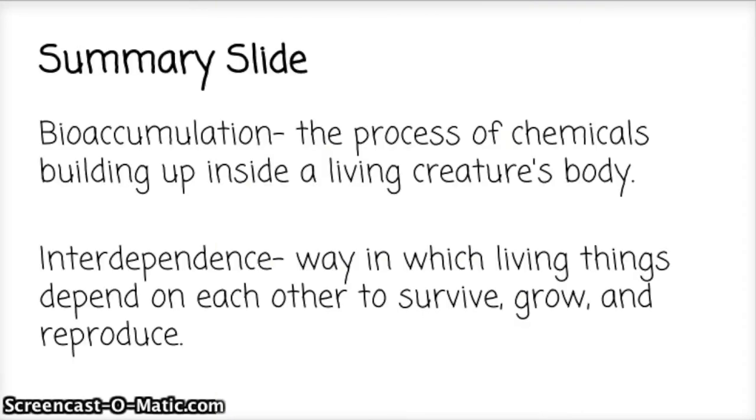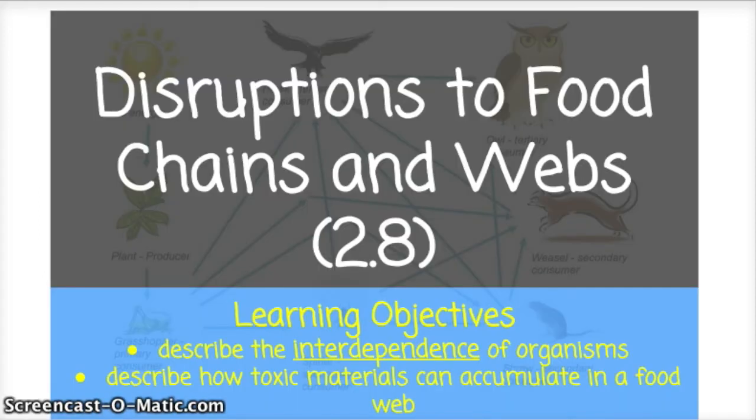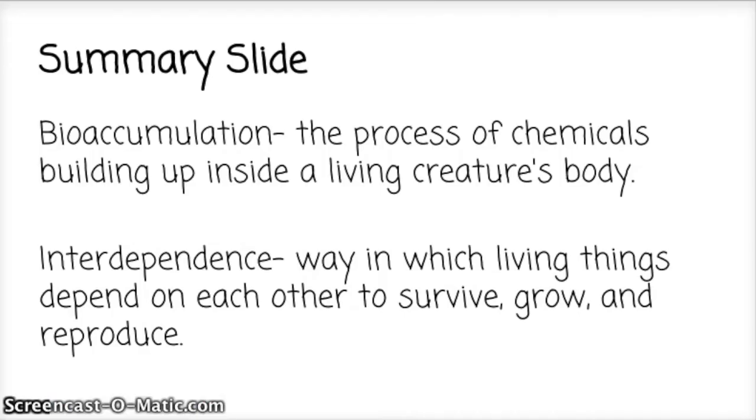Next, the summary. So back to the two learning objectives. We have to describe the interdependence of organisms and describe how toxic materials can accumulate in a food web. So first, bioaccumulation. This is how toxic materials accumulate in the food web. It is the process of chemicals building up inside a living creature's body. And next is interdependence of animals, which is the way in which living things depend on each other to survive, grow, and reproduce.